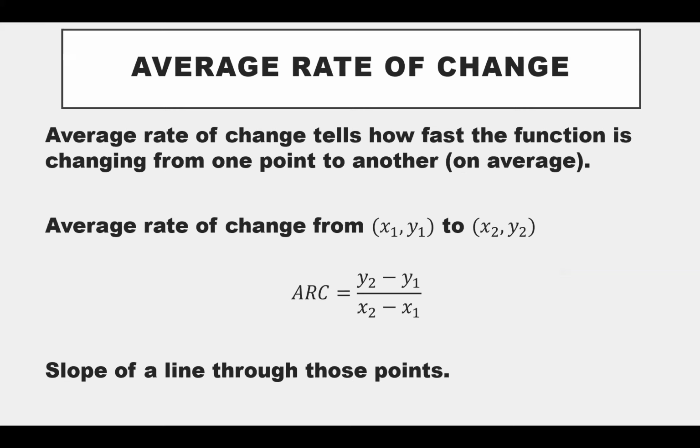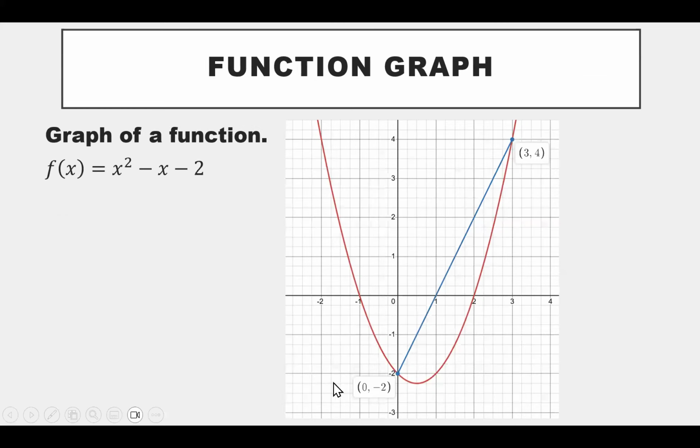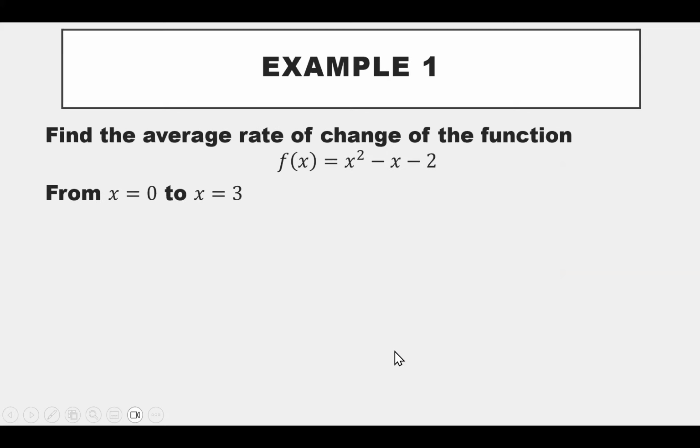And the way we calculate it is we calculate it from 2 points, from point 1 to point 2, by taking the y value of point 2 minus the y value of point 1 and dividing that by the x value of point 2 minus the x value of point 1. Notice that the average rate of change formula is the same formula for the slope of a line through those 2 points. In this case, we can visually see that line. We can also do this algebraically.